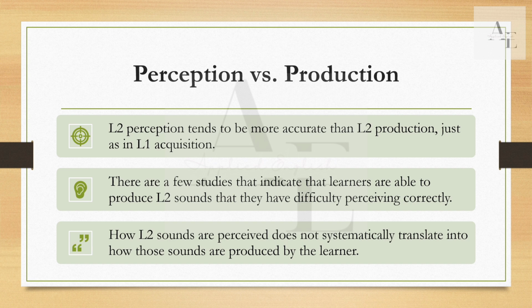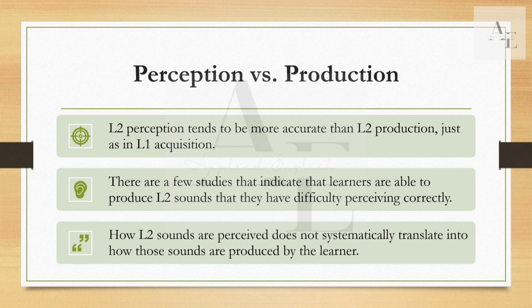But there are a few studies that indicate that learners are able to produce L2 sounds that they have difficulty perceiving correctly. Actually, there was a study about Japanese native speakers trying to learn English. Japanese people found difficulty in perceiving the R and L sounds and differentiating between them. But when producing these sounds, it was easier for them. So this rule is not absolute. There are other studies that say that even if we have difficulties perceiving these sounds, we still can produce them correctly. How L2 sounds are perceived does not systematically translate into how those sounds are produced by the learner.